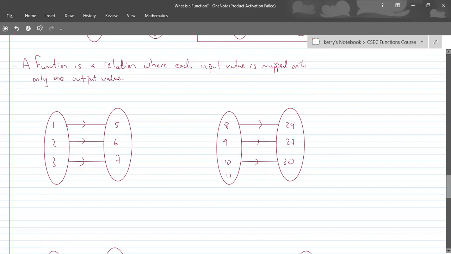We want to see if each input value is mapped onto only one output value. Basically, the way to look at it from an arrow diagram is if each input element has only one arrow coming out of it, and that's the important thing. It has to have exactly one. So 1 is mapped onto 5 only, 2 is mapped onto 6 only, and 3 is mapped onto 7 only. So this here is a function.